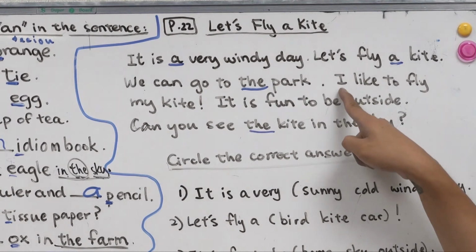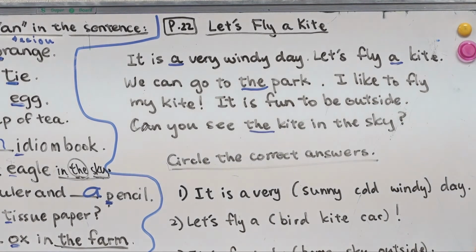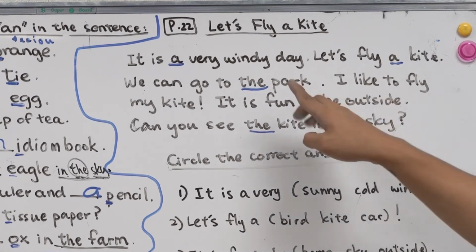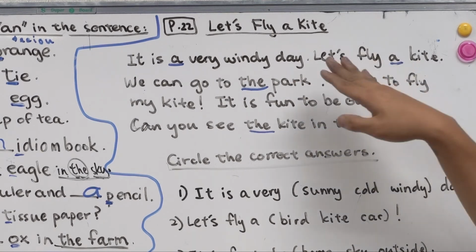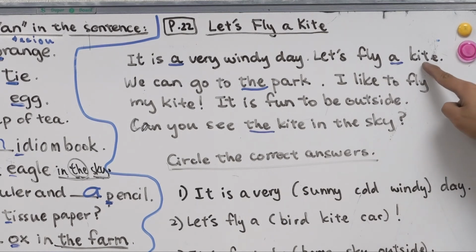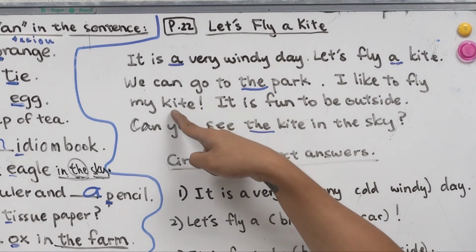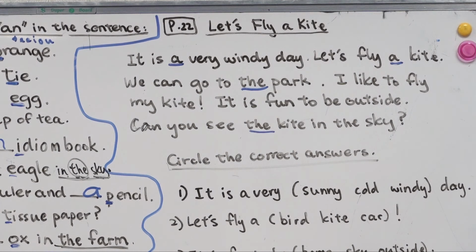Now it changes to, I like to fly my kite. So maybe this kite we talked about in the first sentence, or the second sentence I should say, the second line, or the first line, second sentence, could be talking about this person's kite. I like to fly my kite.